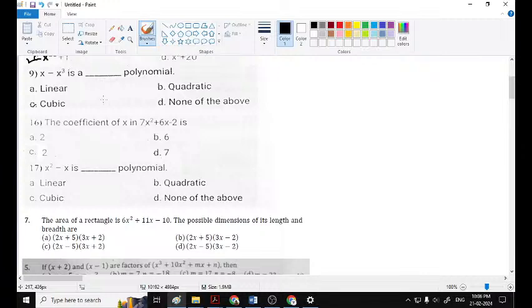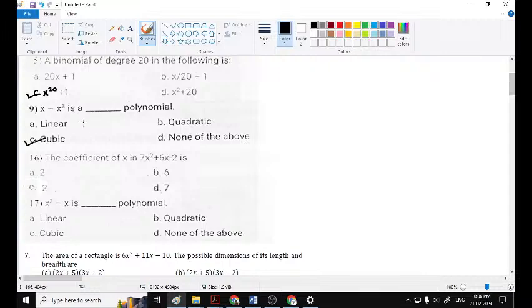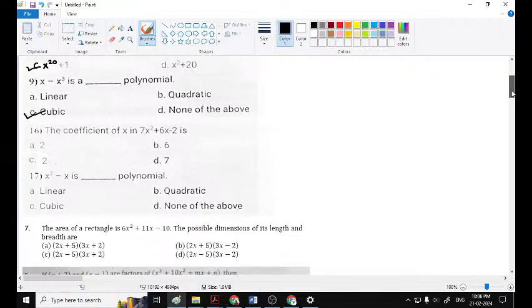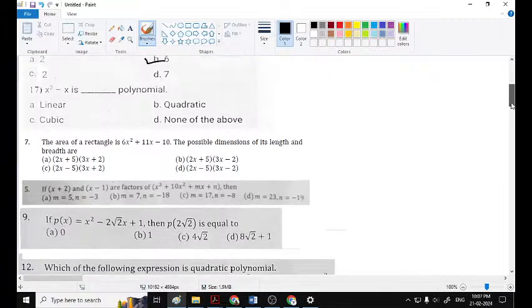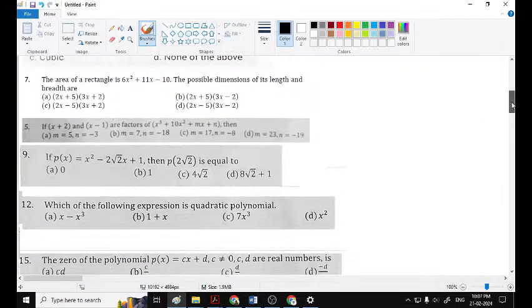x minus x cube is a cubic polynomial because its highest power, that is degree, is 3. The coefficient of x in 7x square plus 6x minus 2, coefficient of x is 6. x square minus x is a quadratic polynomial because highest power is 2.